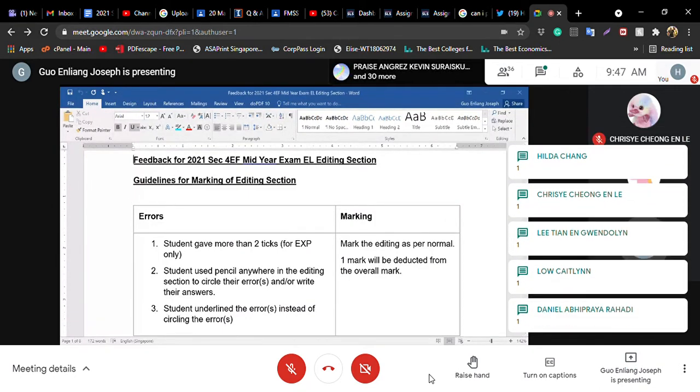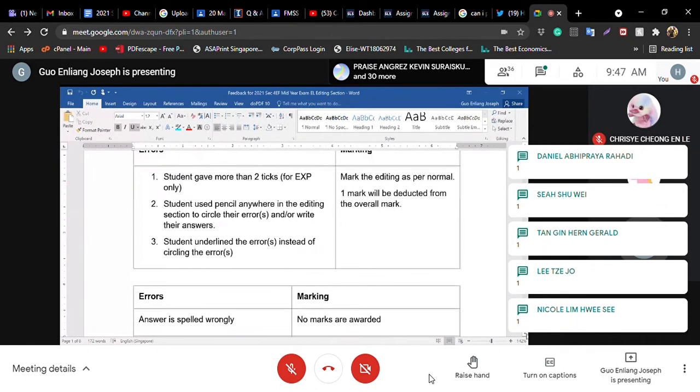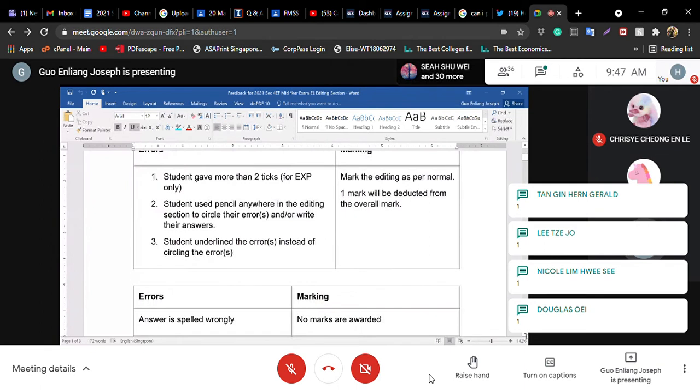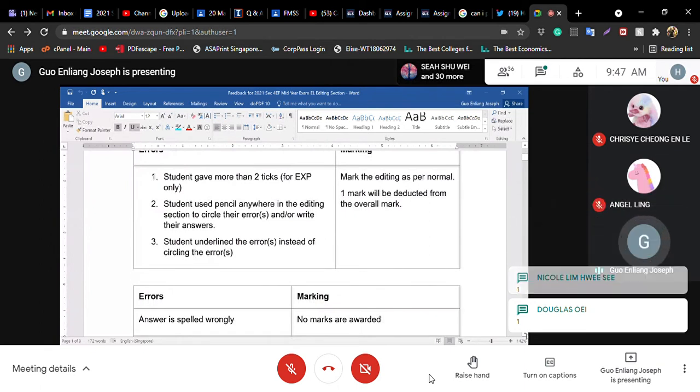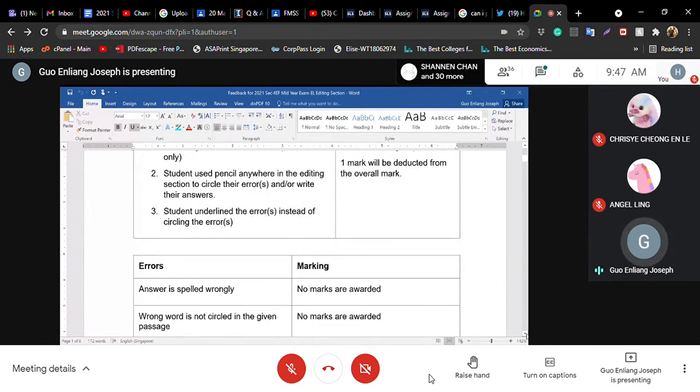Okay, for editing, these are some of the guidelines for the marking of the editing section. If you give more than 2 takes, we will deduct 1 mark from the overall mark. You are not supposed to be using pencil. If you use pencil already, then you must erase and then use pen. So continue using the technique that I taught you, but remember, when you submit the paper, it must be done in pen.